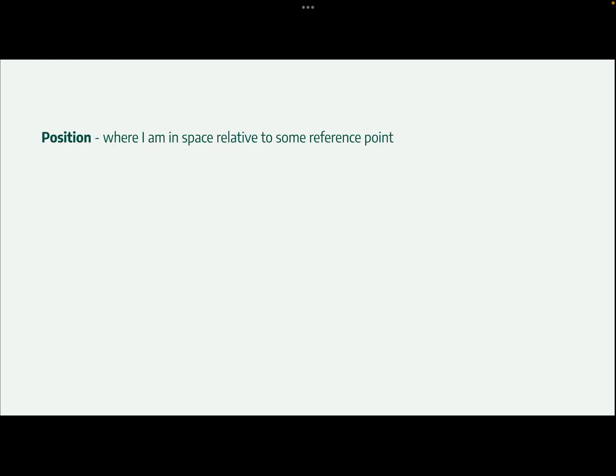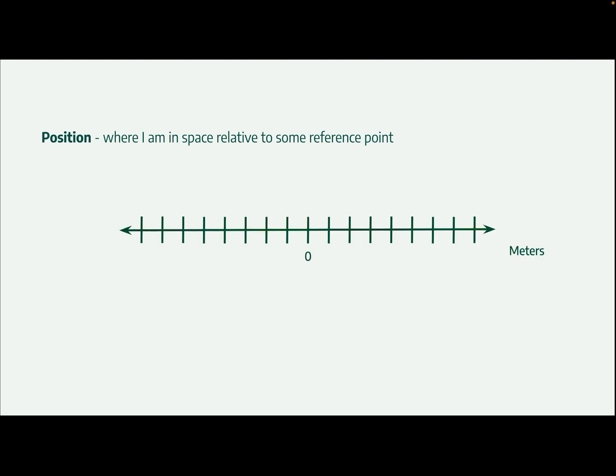So first off, position. We've already defined position before, but I did want to take a moment and define it again. Remember, a position is where I am in space relative to some reference point. So then that means I'm going to have some sort of a scaling, some sort of a number line if you wish, and I'm going to have some defined reference point or some defined zero.